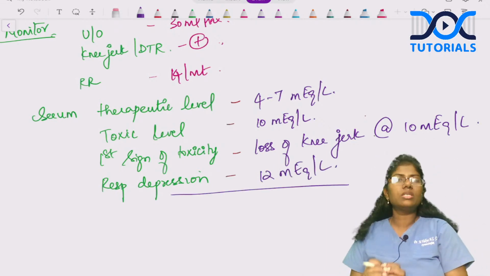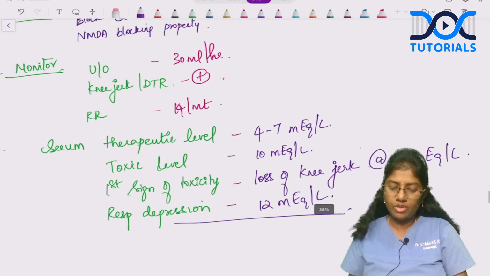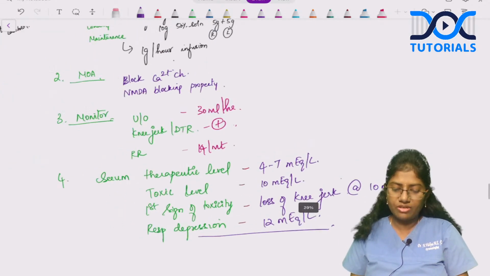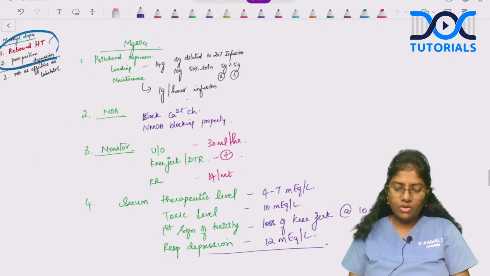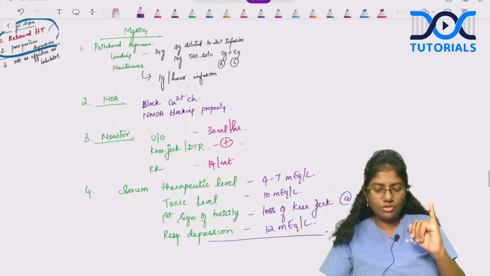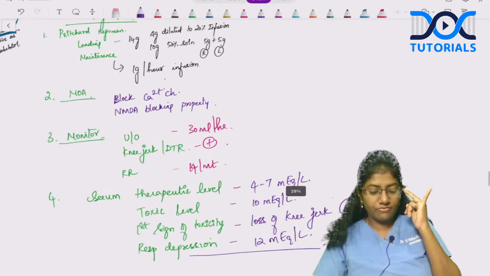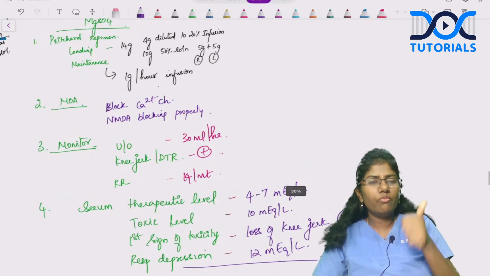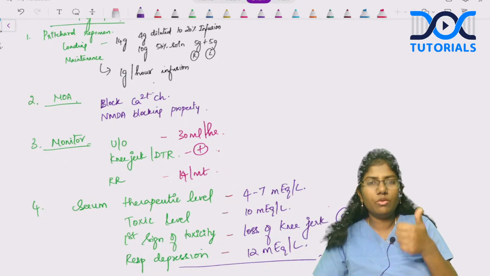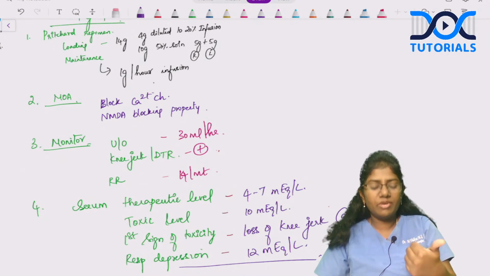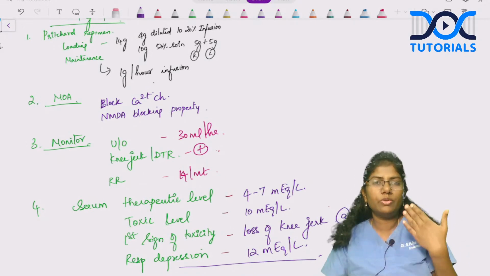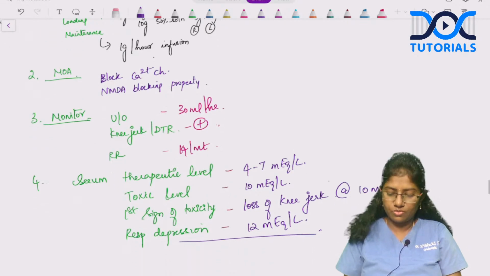These are important MCQ points that you have to remember. Each and every word that I have written here is an MCQ. Okay, what is Pritchard regime you have to know, what is the mechanism of action you have to know, how to monitor, what should be the minimum respiratory rate, and the serum therapeutic level, toxic level, and all these you have to know.